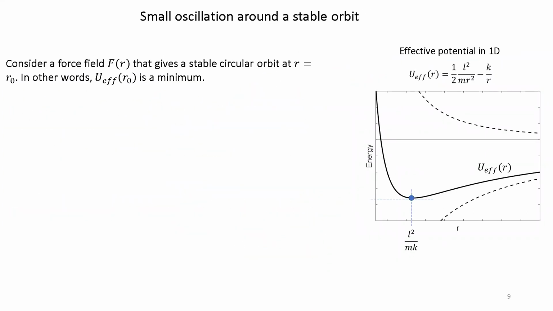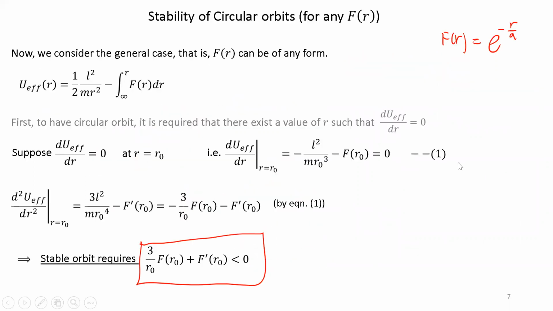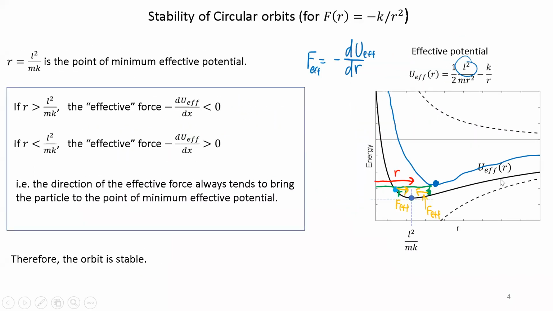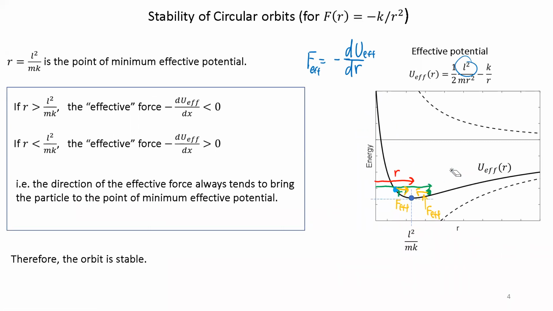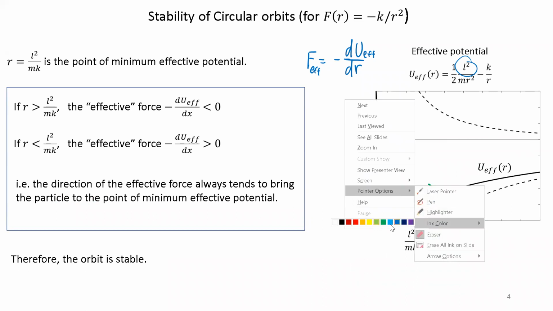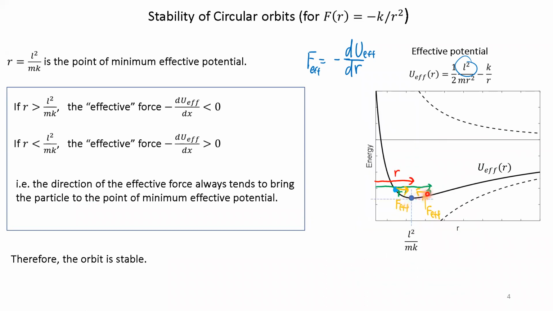That's pretty much all I need to say about the stability. Now the next concept here is that suppose I do have a stable orbit already. I also gave you the picture a few slides earlier: if I have a stable orbit and I displace the particle a little bit away, then the effective force will drive it back.